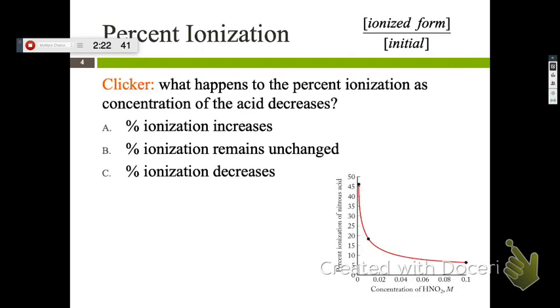So for this graph, for the reaction we just talked about, we just did two calculations, one at higher concentration, one at lower concentration. Which one had a higher percent ionization? The more dilute of an acid we looked at, the same acid, the same Ka, the more dilute it was, the higher the percent ionization. Does this graph show the same thing? As the concentration goes down, the percent ionization goes up. So which of these answers aligns with that? A.